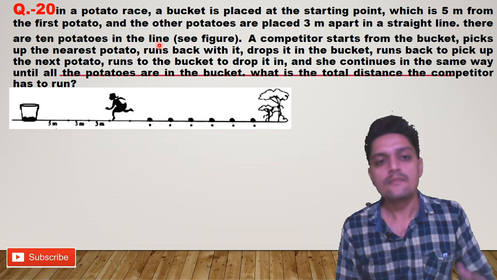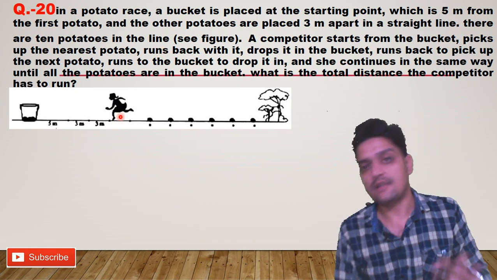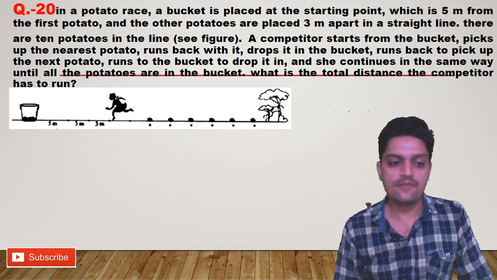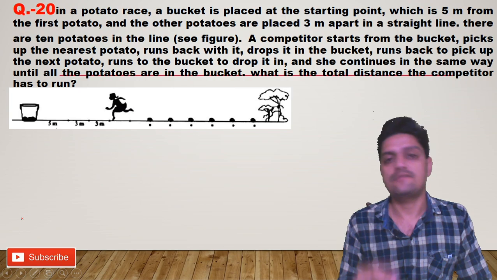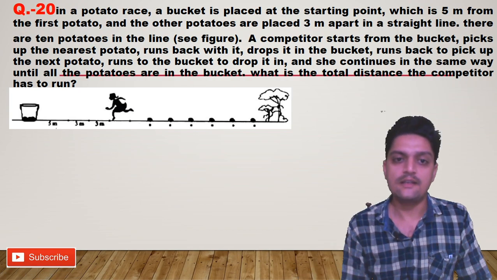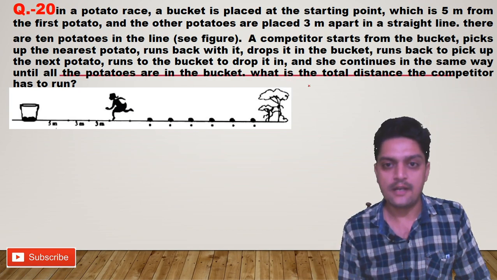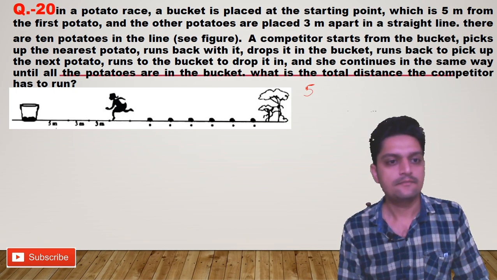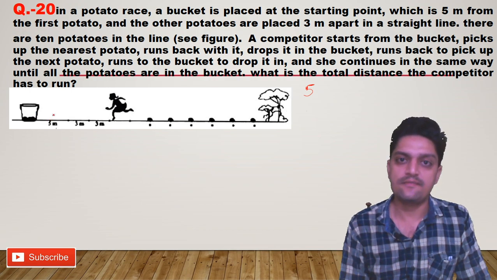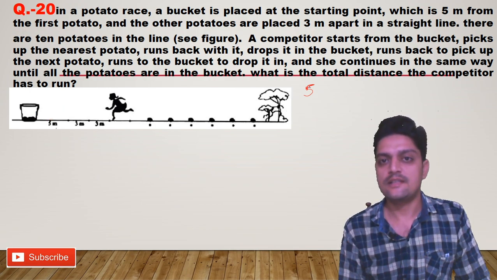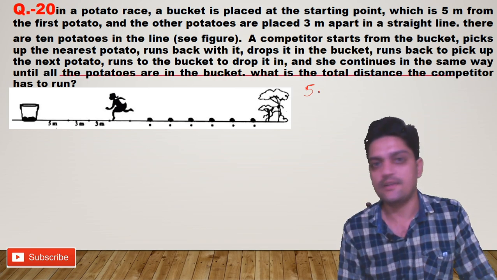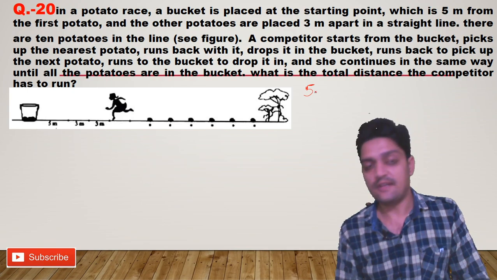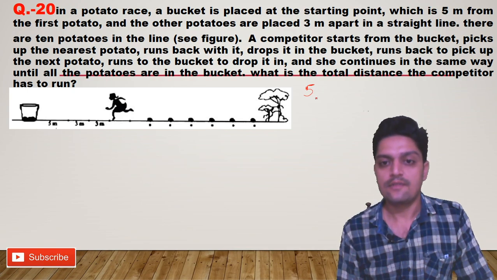So now the simple way to solve this question is, first we have to write the AP, because without the AP we cannot do anything. So we have to write here the first term. That is 5, meaning the first potato is at 5 meters distance. All this data is in meters, but I'm not writing meter here because this is the AP, so the unit will not come. Remember, in an AP the unit will not come. So the first term is 5.